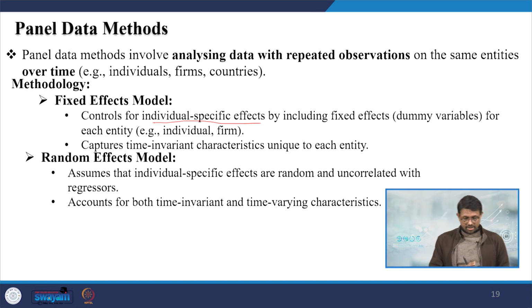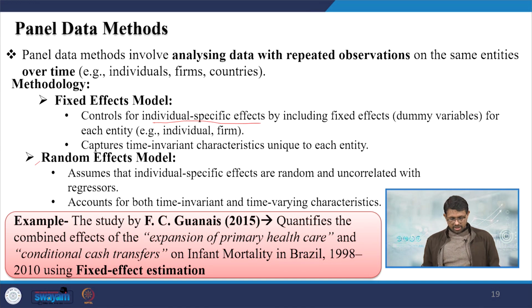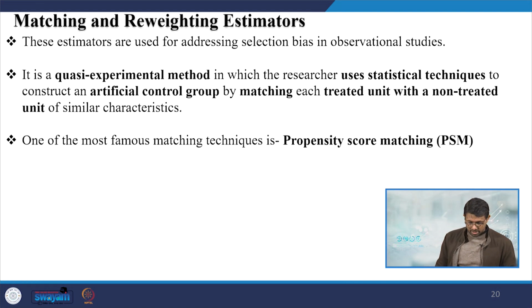Whereas in the case of the random effects model, this assumes that individual-specific effects are not fixed, they are random and uncorrelated with the regressors, and this also accounts for both time-invariant and time-varying characteristics. That is why this is also important given the context. The study by FC Guarnez 2015 quantifies the combined effects of the expansion of primary healthcare and conditional cash transfers on infant mortality in Brazil, 1998 to 2010, using fixed effect estimation.